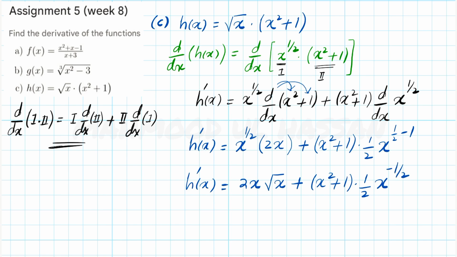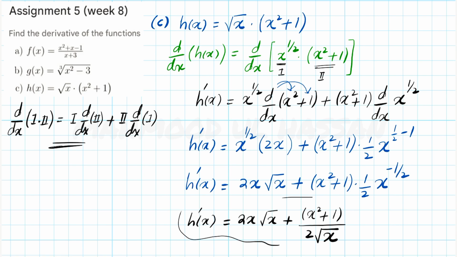Okay, more precisely it can be written as h prime of x is equal 2 times x into square root of x, plus x squared plus 1 divided by 2 times square root of x. So this is the derivative of the function h of x. Is it okay?